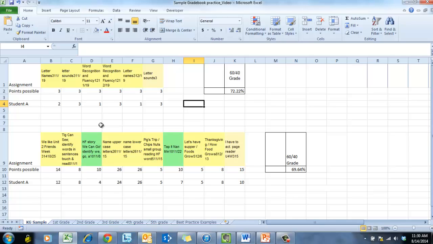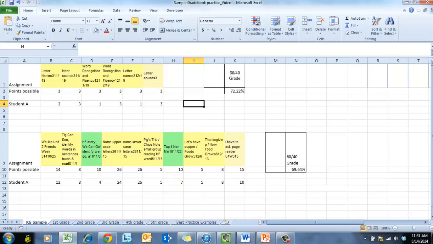Notice in the formative assessments that there is a wide variety of points possible for each assignment. 2 assignments are related to naming uppercase and lowercase letters, both worth 26 points. However, the assignment next to the gradebook is a small group reading assignment worth 5 points. 26 points is about 5 times as much as 5 points. So in this gradebook, naming lowercase letters has 5 times the impact as the small group reading assignment. Naming uppercase letters has about 5 times the impact as the small group reading assignment.